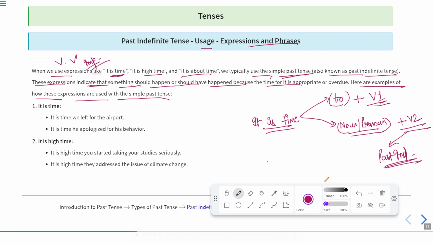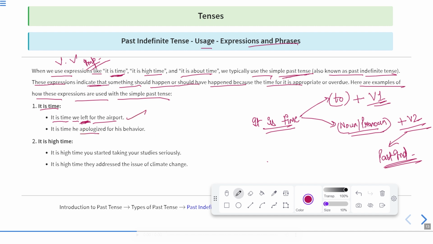It means it is now showing the limit of time. Now the time is up. Now it is the peak time. So if we have the phrase it is time, we can say it is time we left for the airport. Now left is the verb second form. We cannot say it is time we should leave for the airport. That will be incorrect. The correct one will be it is time we left for the airport.